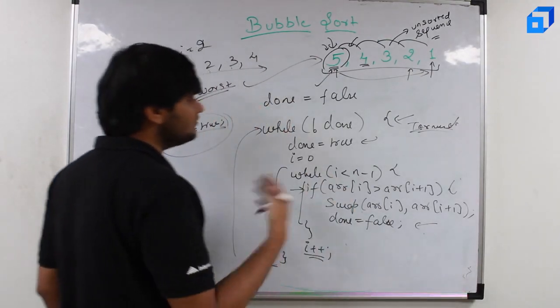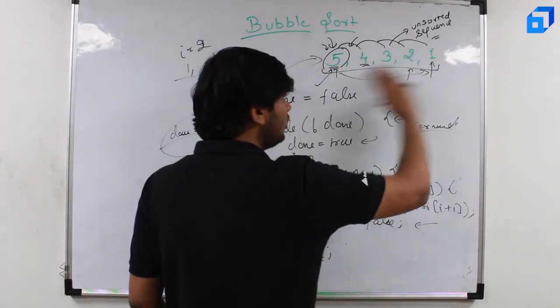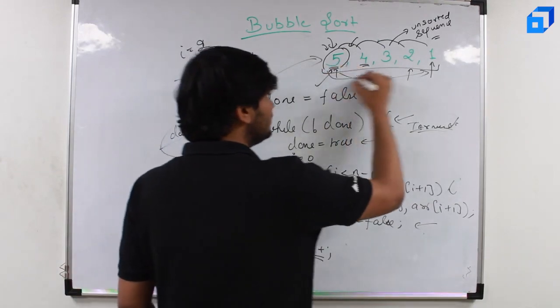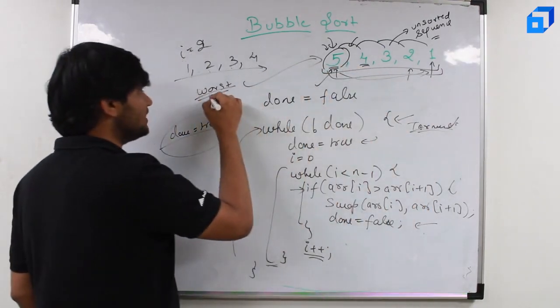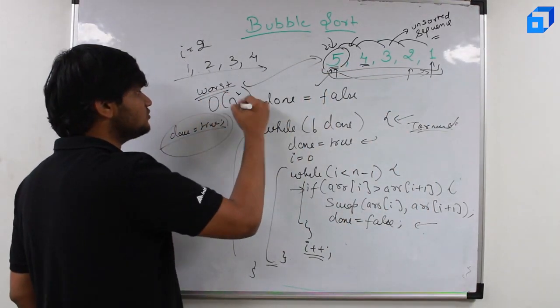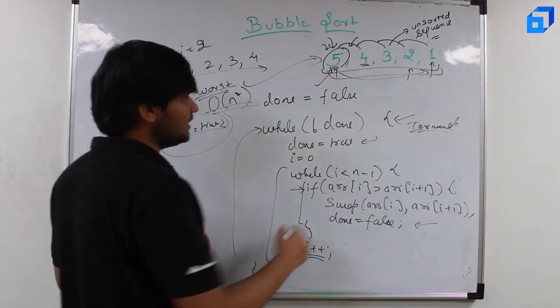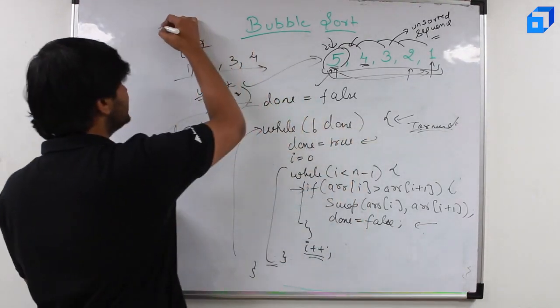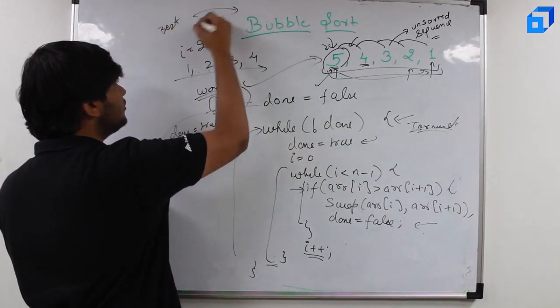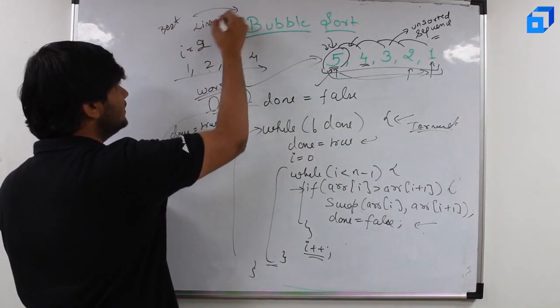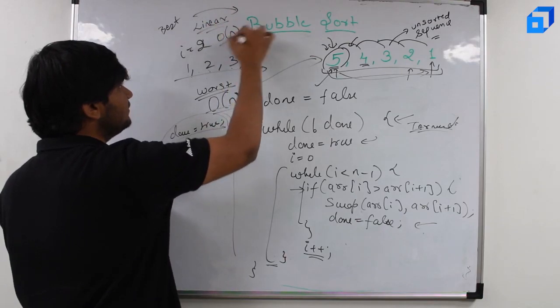But let us say that in the worst case, we are iterating through all n elements. So the number of iterations will lead to a complexity of big O of n square in asymptotic notation. While in the best case, this is going to be a linear scenario. In the best case, the bubble sort algorithm will run in linear time, that is big O of n, right?